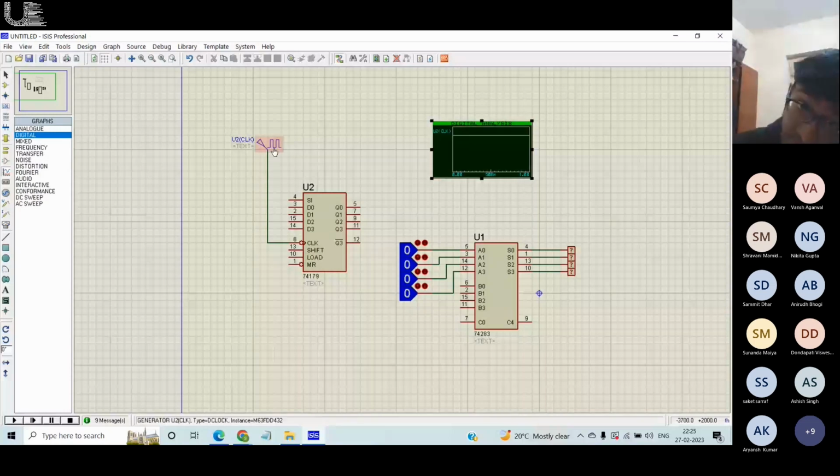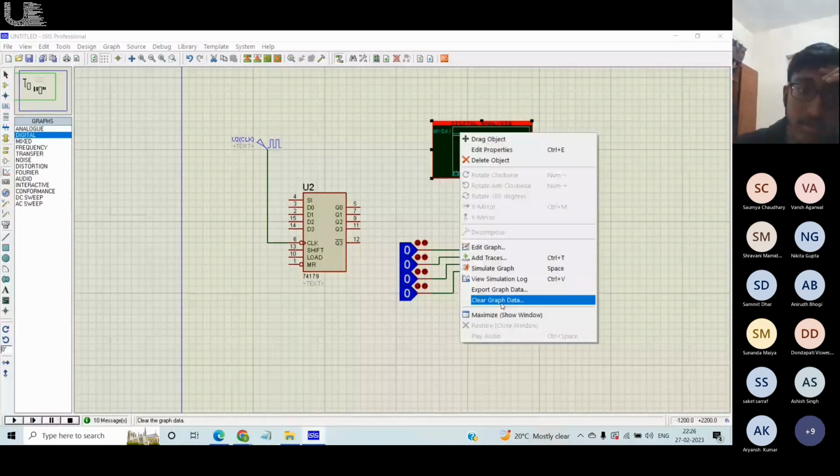So Proteus gives everything a name by itself, right? So every component here you see has a name. Other than logic states and logic probes, every component that you see has a name, like 74283, 74179. The name of this is U1, this name is U2, this name is U2 clock, right? So I just added that trace to this clock, and now if I simulate, I right click on this and do simulate graph.